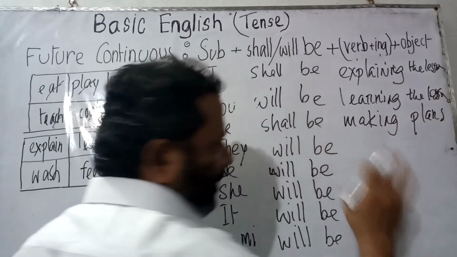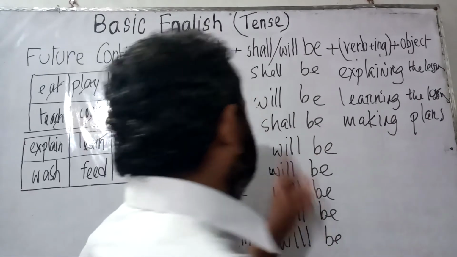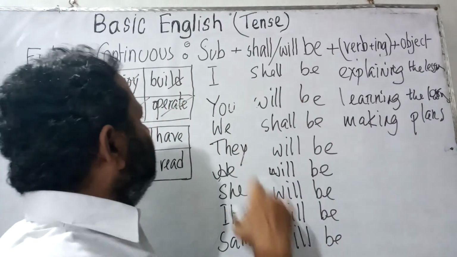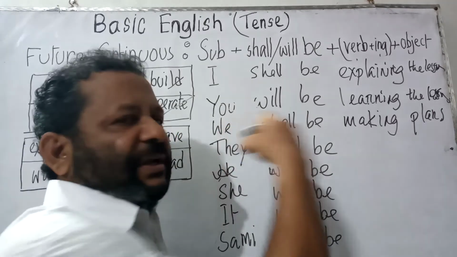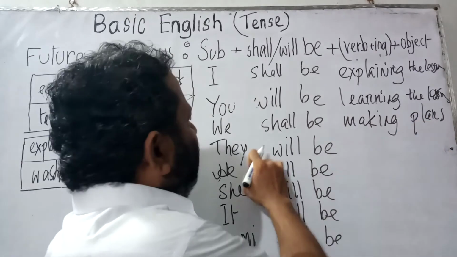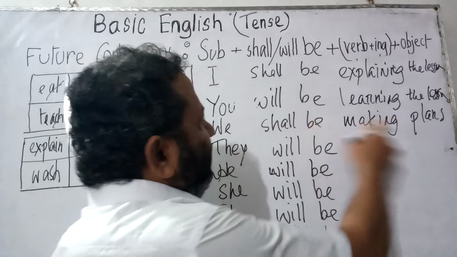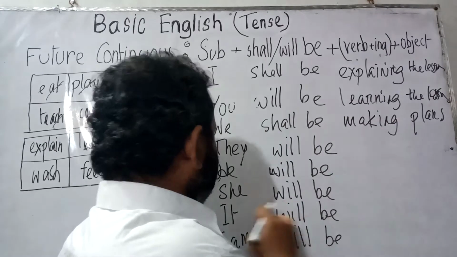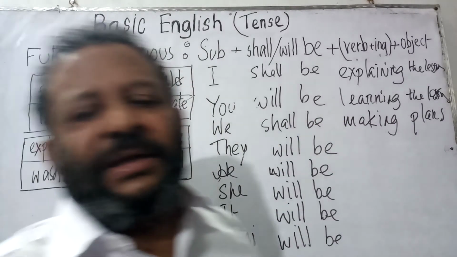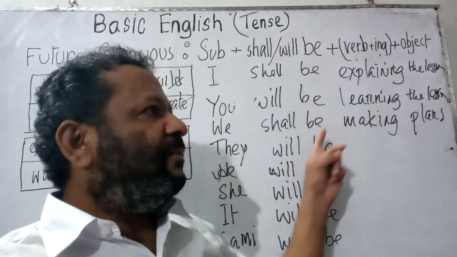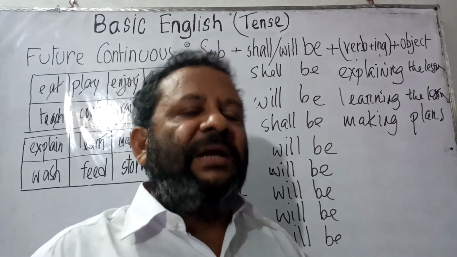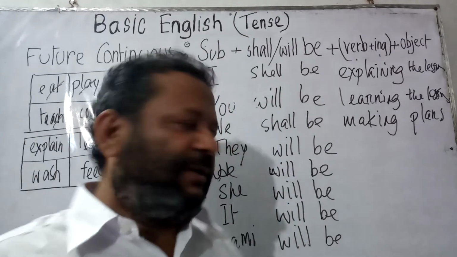That is the plural form of the word plan. These plans. We shall be making plans. Now, instead of we, we can use I. I shall be making plans. You will be making plans. They will be making plans. He will be making plans. She will be making plans. It will be making plans. Sami will be making plans. That is, the action will be happening in the future. I repeat, the actions shall be occurring in the future.